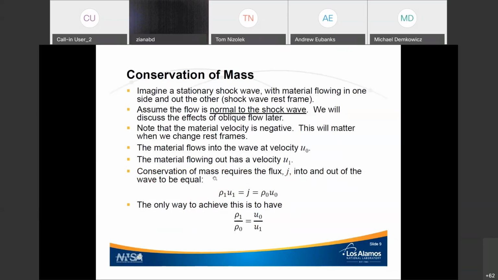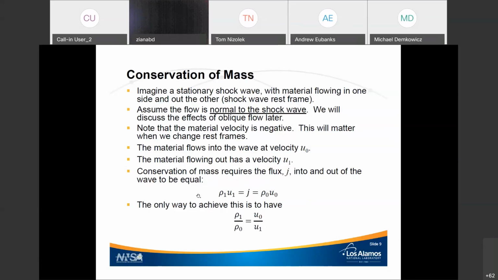Conservation of mass requires that the flux, since we don't have converging or diverging flow lines, streamlines, the flux into and out of the wave has to be equal, which means that the density times the velocity is the same on both sides, and they're both equal to J, which is the flux. I haven't bothered putting arrows over these things. These are vectors, but generally you don't see them written as vectors because we're working again in one dimension.